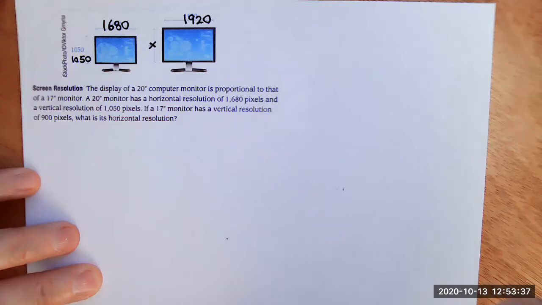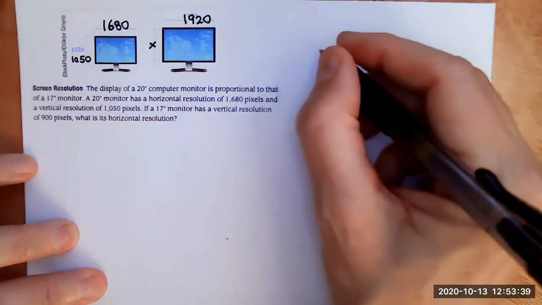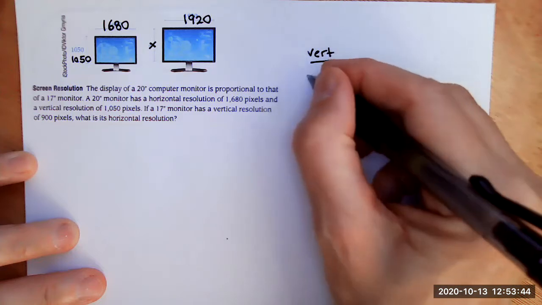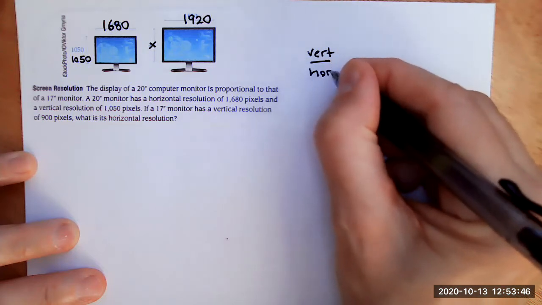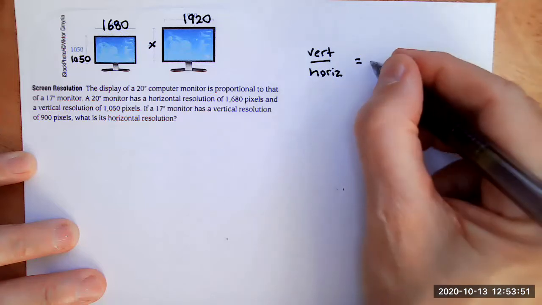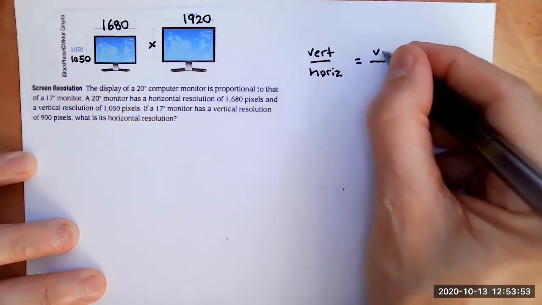All right, so let's write the proportion equation. So we've got vertical pixels over horizontal pixels. Or you could do it the other way. The important thing is to be consistent.